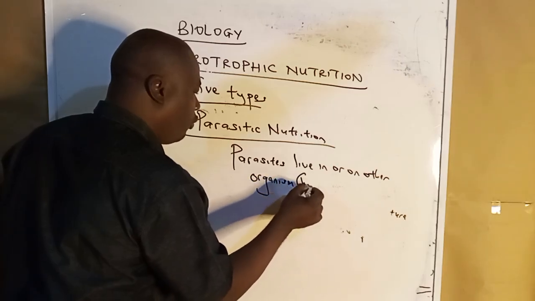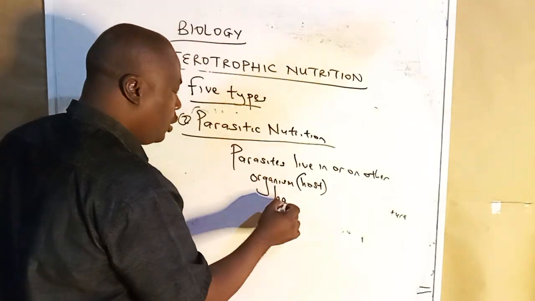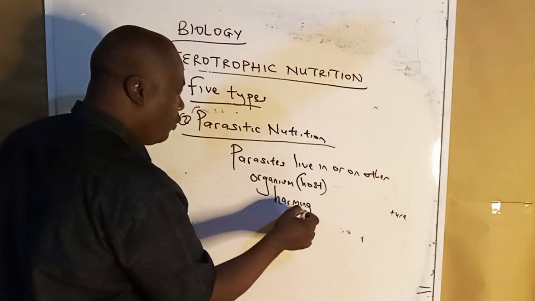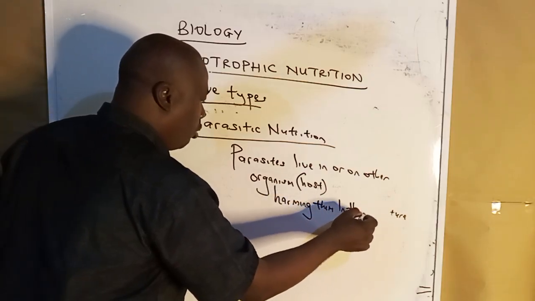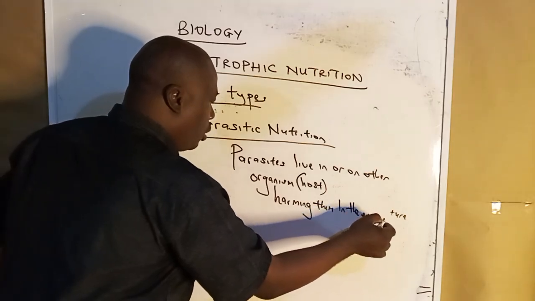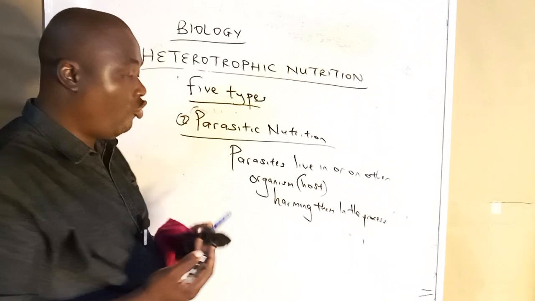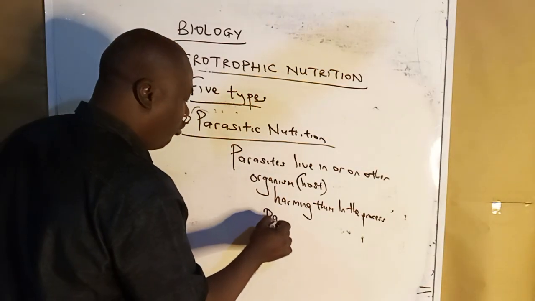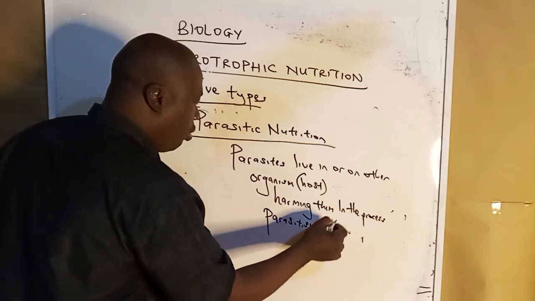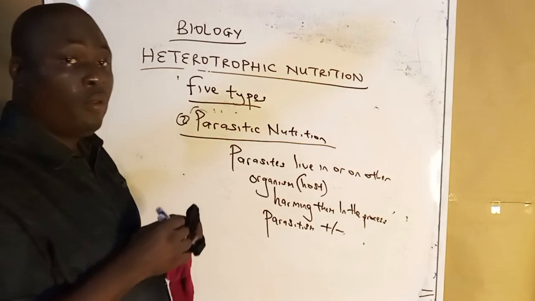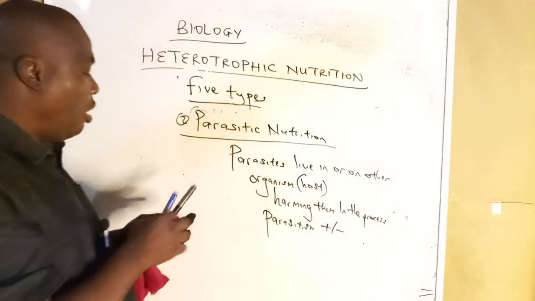The organism is called the host, and they derive their nutrients from that host, harming them in the process. So the association between the two organisms in parasitic nutrition is called parasitism. I can denote it plus minus. One gains, one loses. So I'll classify parasites for you now.